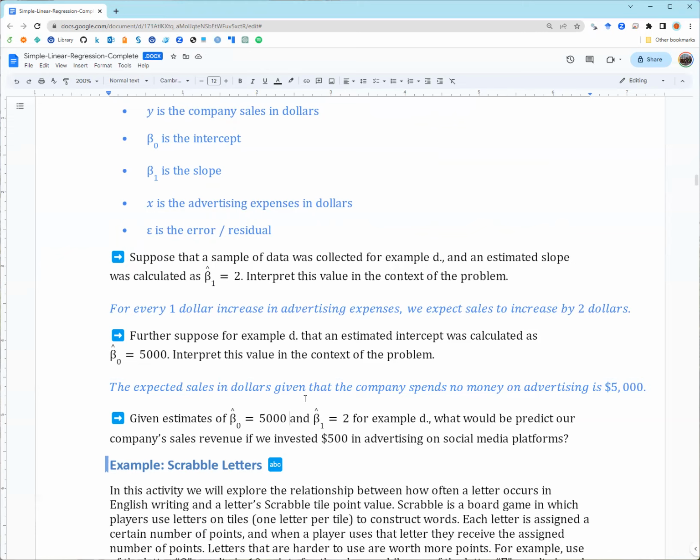So there's likely some baseline level of sales that happens even if our company was not advertising, right? And so the intercept is what describes that based on our data set.